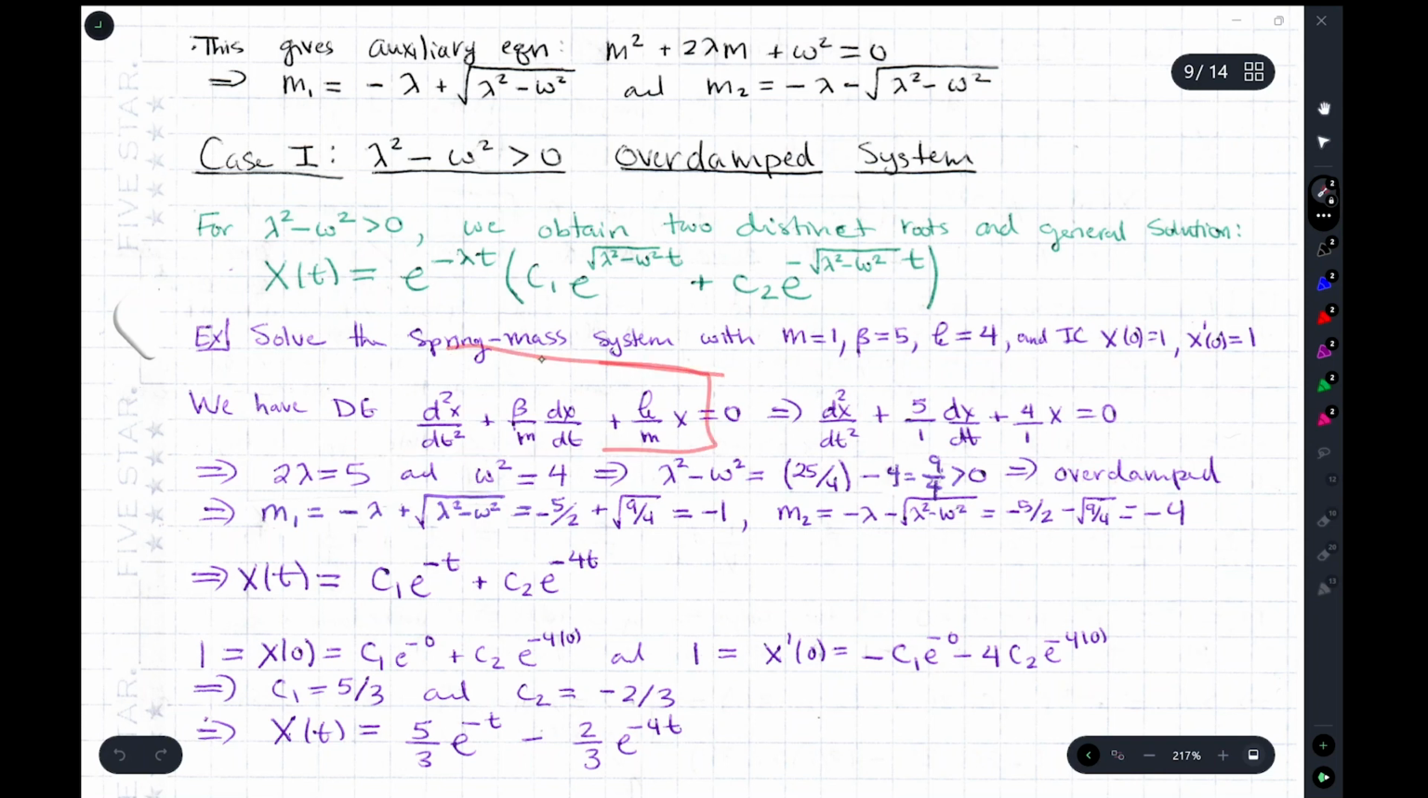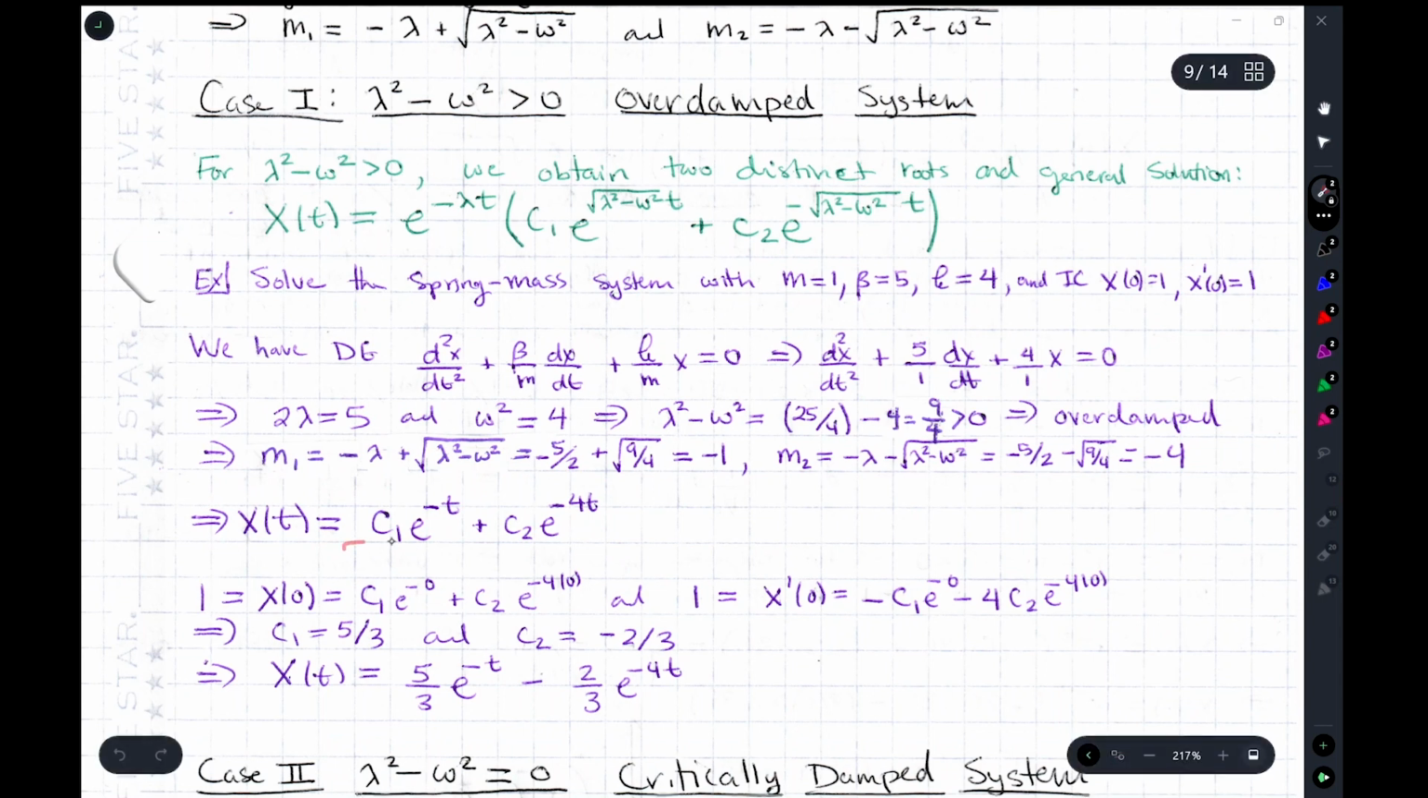So just using the differential equation, we get this homogeneous differential equation with constant coefficients. We could identify 2 lambda with 5, omega squared with 4, just from looking at the equation. And we get that lambda squared minus omega squared is strictly greater than 0, is positive, it's 9/4. And so the system is overdamped, and we get this solution.